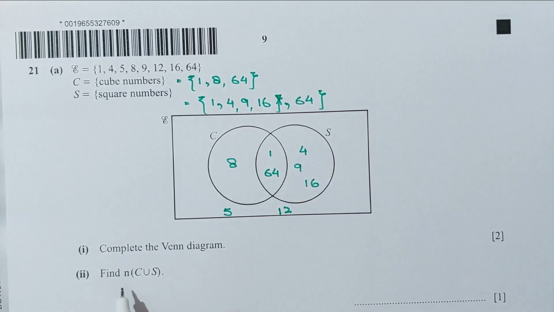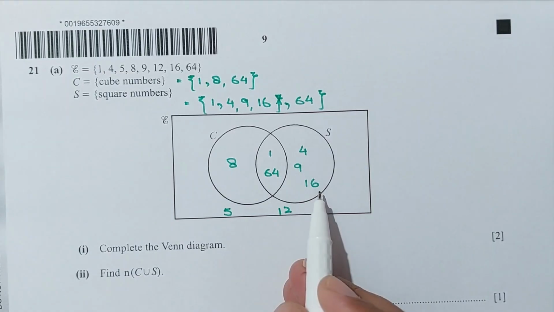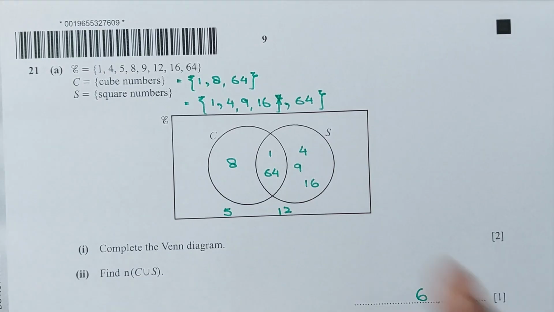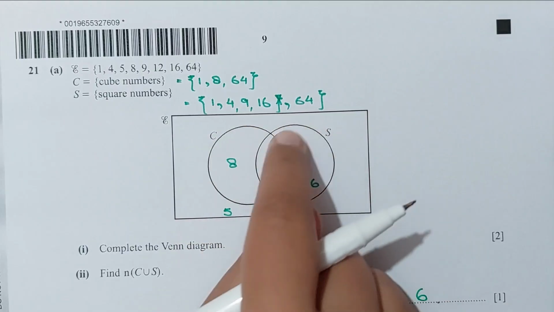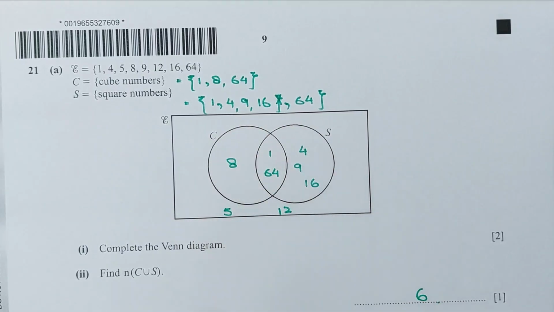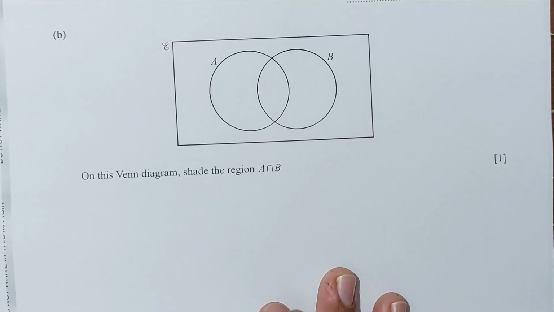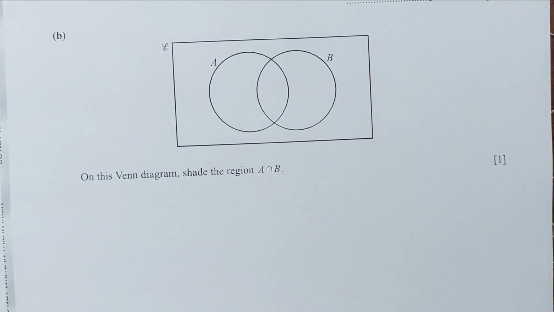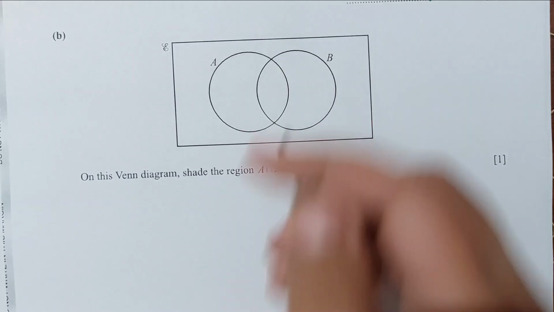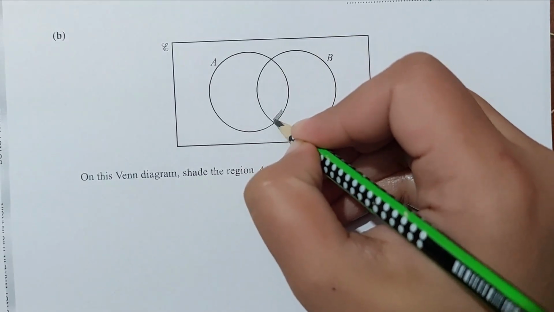Now for the second part, find the number of elements in S union C. 1, 2, 3, 4, 5, 6. So there are 6 elements in the union of S and C. Now for part B, on this Venn diagram, shade the area A intersection B. Okay, the intersection area is this one.